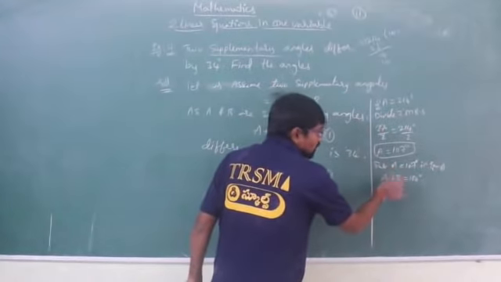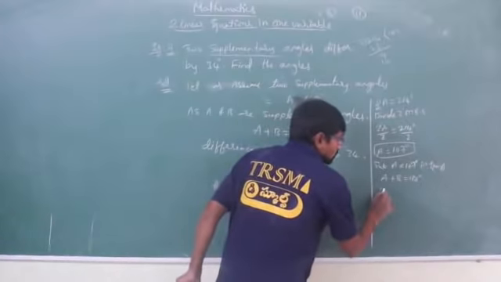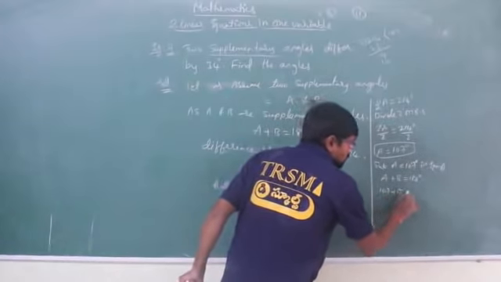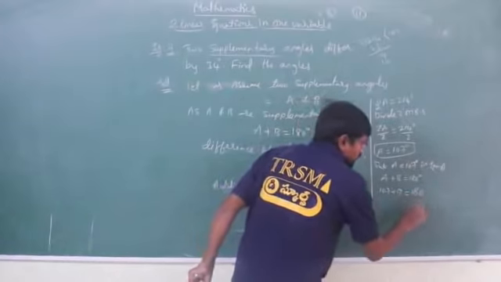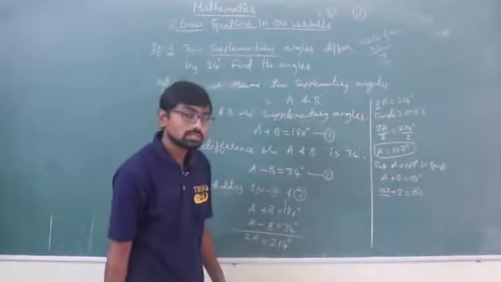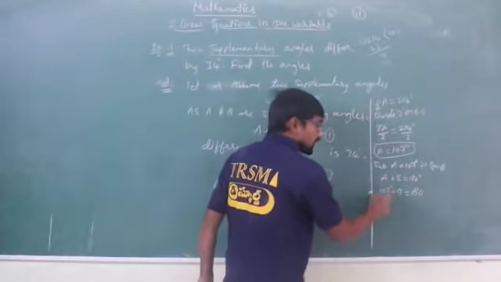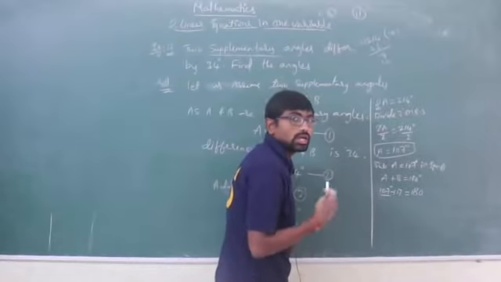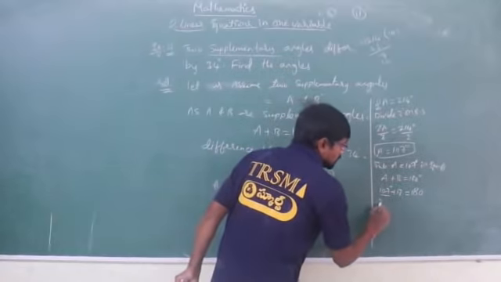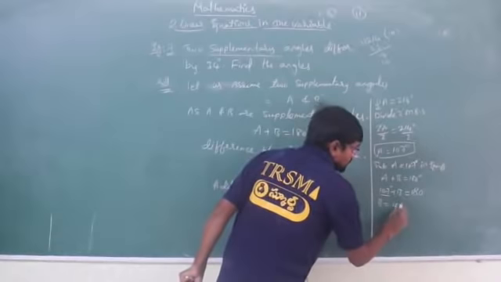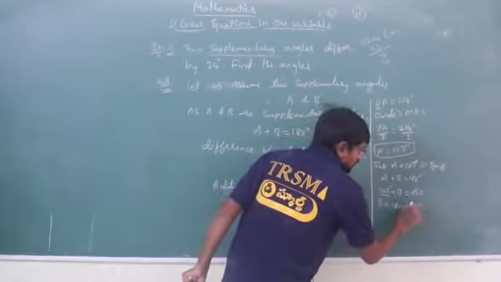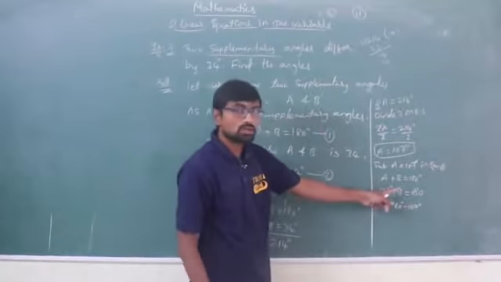Okay, so the A value I am substituting in equation 1. So 107 plus B is equal to 180. 107 is added to this variable, so I have to use the additive inverse, that is minus. So B is equal to 180 minus 107. I am subtracting 107 on both sides.